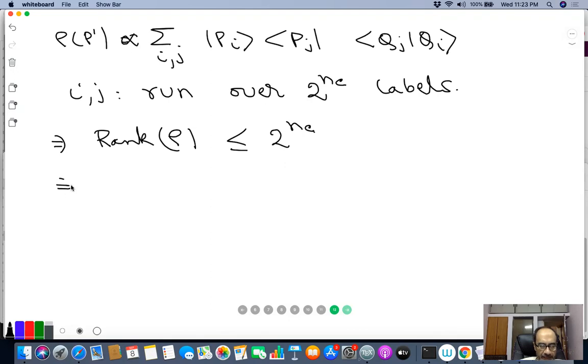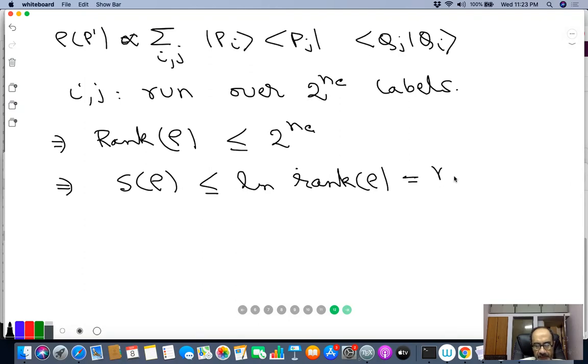And this has a simple consequence that S of rho is less than or equal to log of rank of rho. And that's NC log 2. So that tells us this, you remember, is area. Okay, so this is an elementary proof.